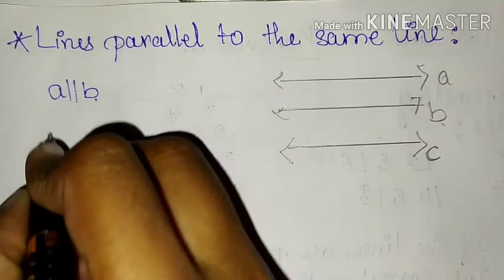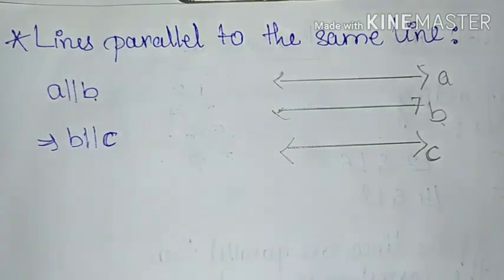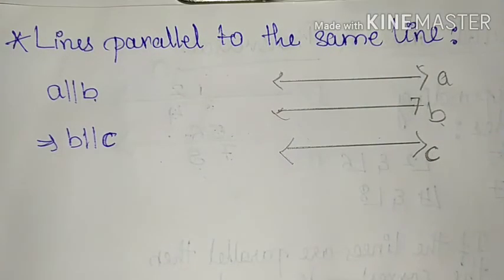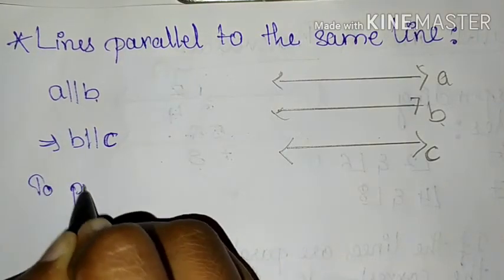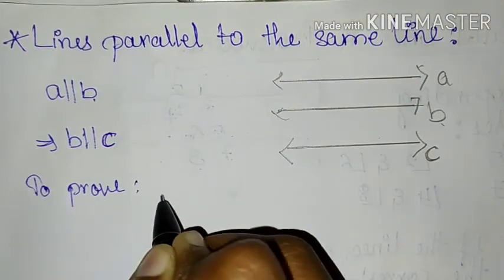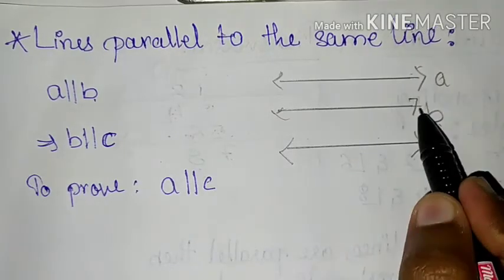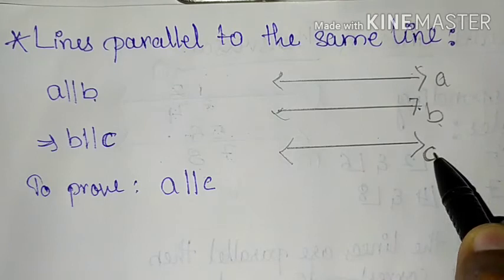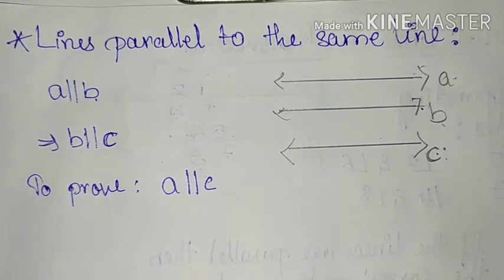From construction we have B is parallel to C. Now our job is to prove that A is parallel to C. A is parallel to B and B is parallel to C. We have to prove that A is parallel to C.